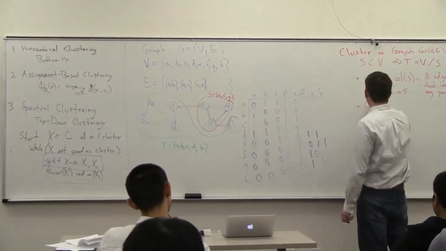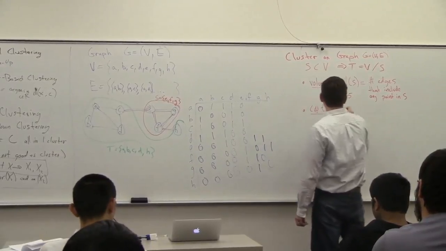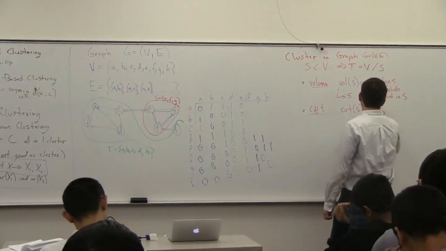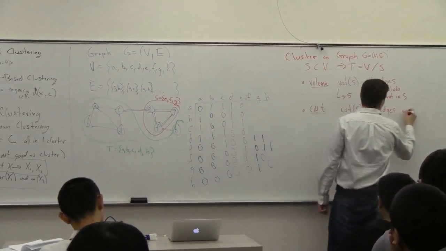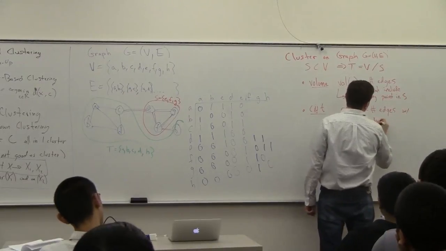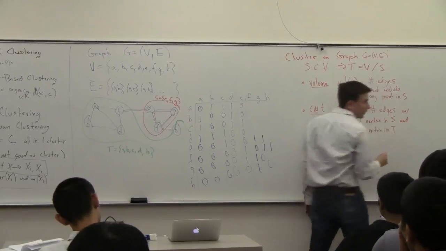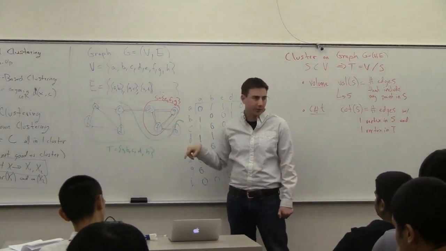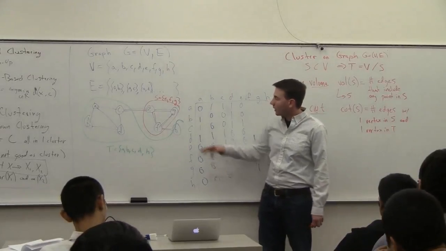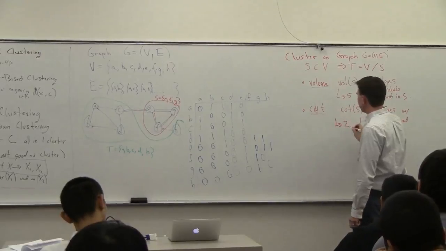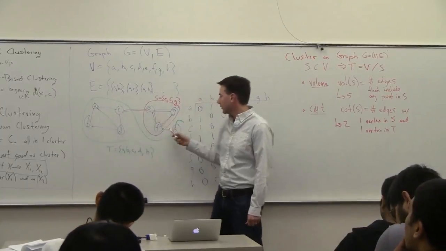So then the other property is called the cut of the cluster. The cut of the cluster is the number of edges with one vertex in S and one vertex in T, so it straddles between these two clusters. So this is the cut, and the cut here is two in this case. If I look at the cluster T here, now the volume is 1, 2, 3, 4, 5, 6, 7, and the cut is 2.